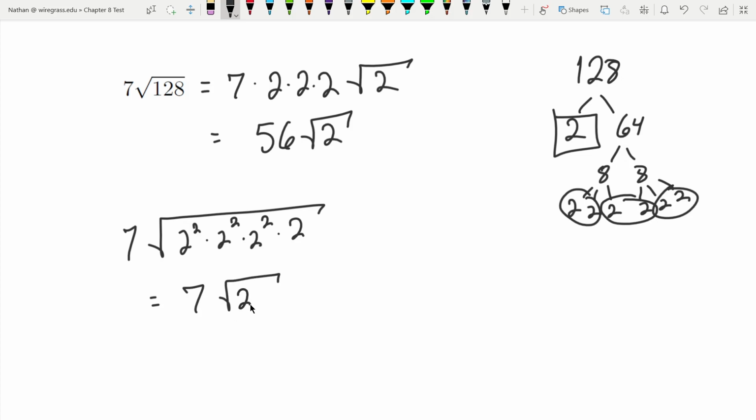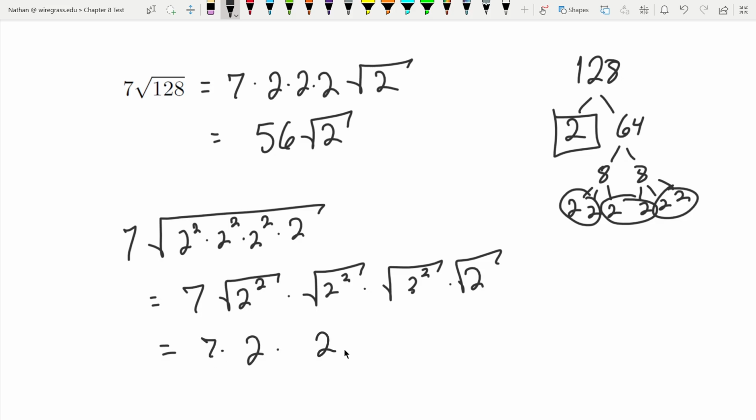We can break up the radical over each of the multiplication terms. And the square root of 2 squared, well, the square root and the square cancel. And we get 7 times 2 times 2 times 2 times root 2, which of course is 56 root 2.